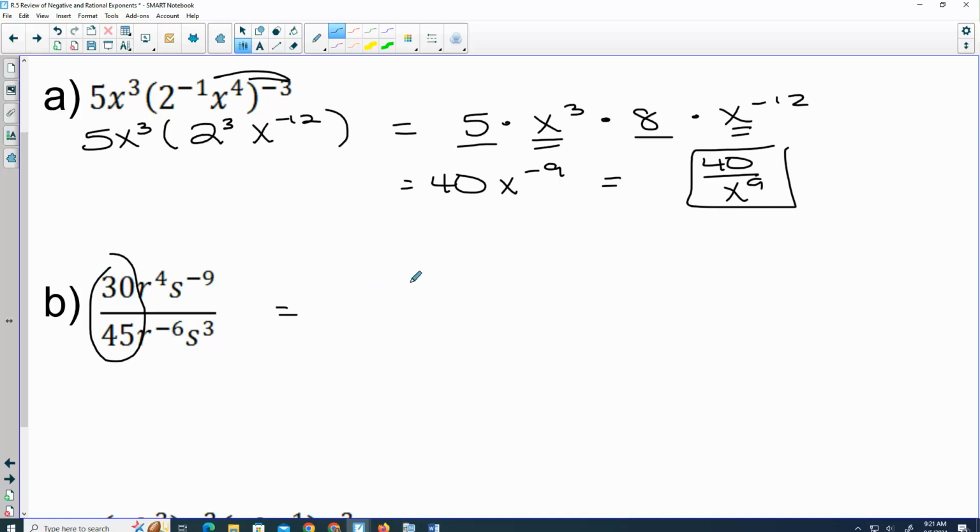30 and 45, what does that reduce to? Okay, we have r's on top and bottom. Which one's bigger? 4 or negative 6? So we are going to subtract negative 6, so that gives us r to the 10th. Alright, s, do we have more on top or bottom? So we are going to subtract our negative 9, so that's s to the 12.